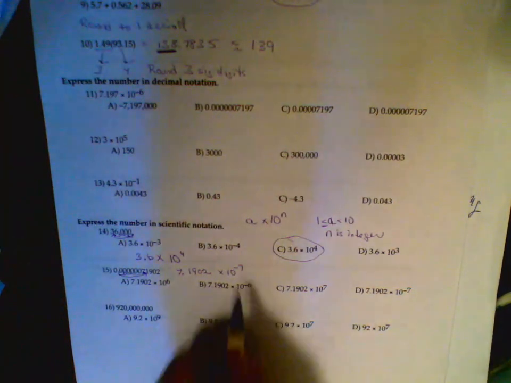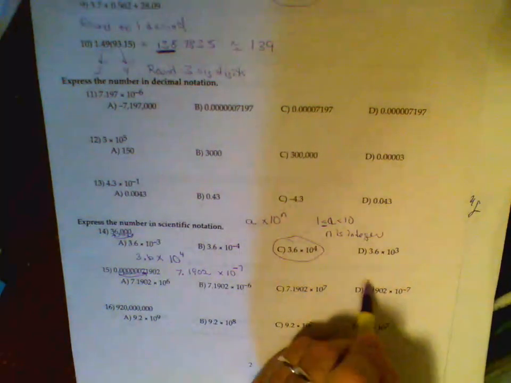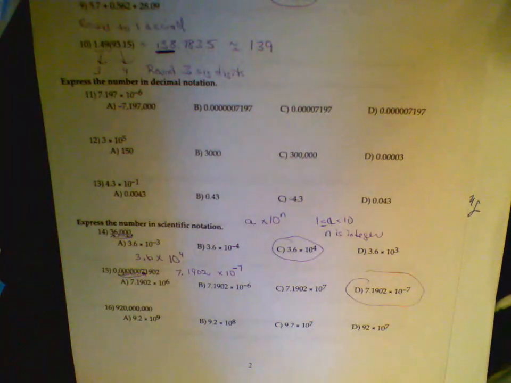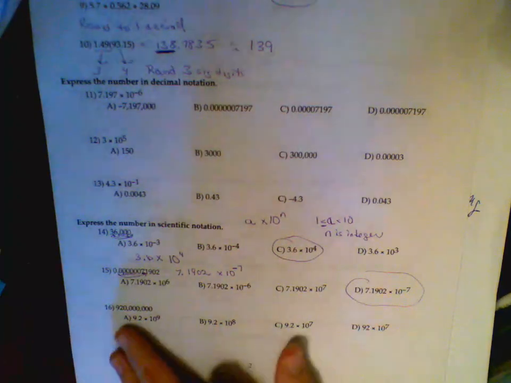10 to the negative exponent means divide. So the correct answer for that is D, 7.1902 times 10 to the negative 7. Looking back up here at number 11 then, this is a number that's in scientific form, and I want to take it out.